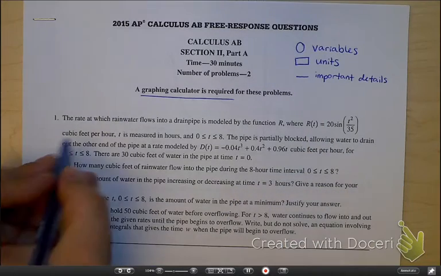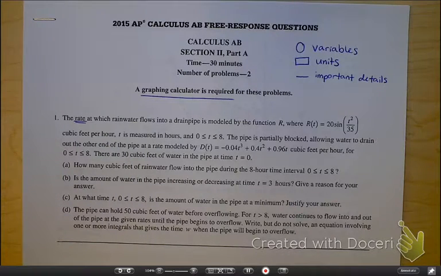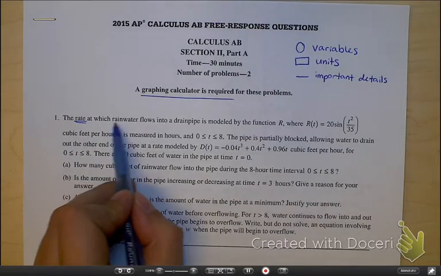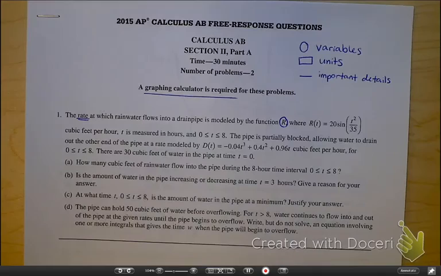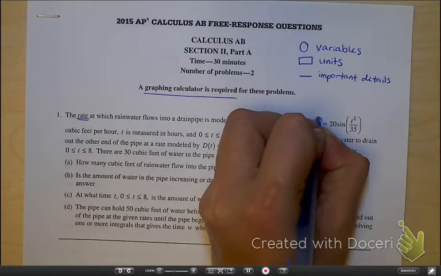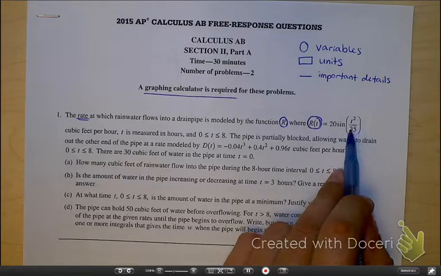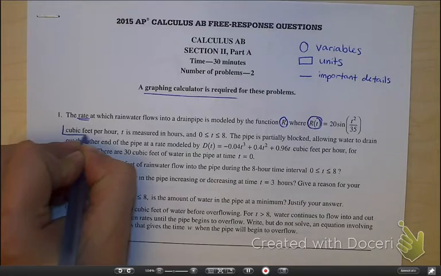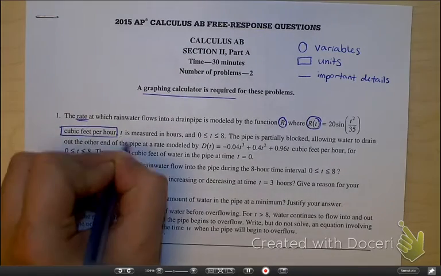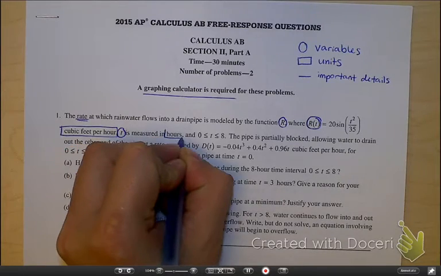So it says, the rate. Remember, that's an important word. Every time we hear that word rate, we should have our ears perk up that we're talking about a derivative. The rate at which rainwater flows into a drain pipe is modeled by the function r. Circle r because it's a variable, where r of t, which is a variable, equals this function, 20 times sine of t squared over 35. Cubic feet per hour, that's units. Where t, that's a variable, is measured in hours, that's units.